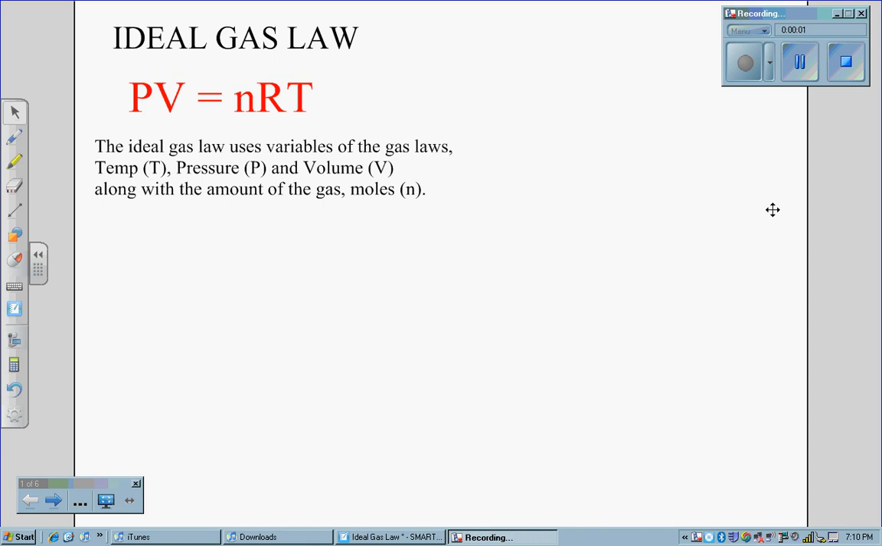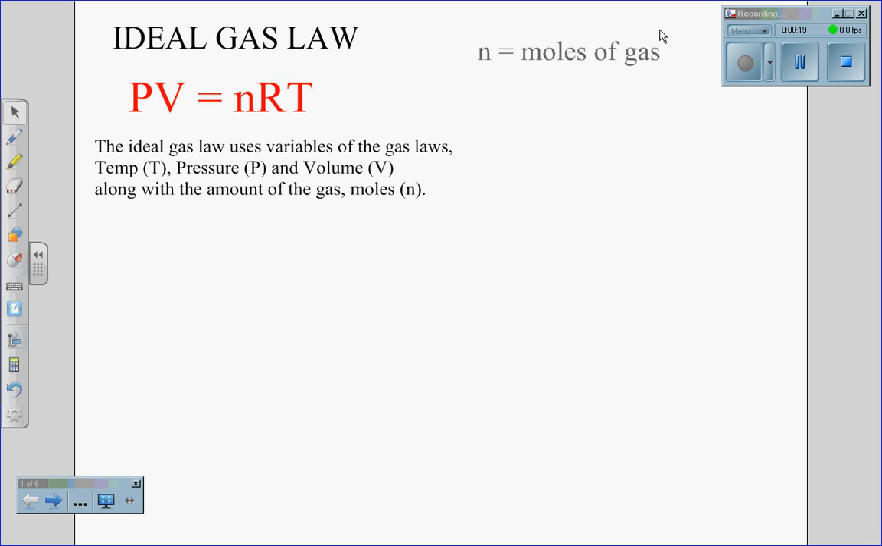Gas law, PV equals nRT. The ideal gas law uses variables of the gas laws, temperature T, pressure P, and volume V, along with the amount of the gas, which we will measure in moles and will be represented by a lowercase n. So therefore our values for these problems, we will look for n, the number of moles of gas.